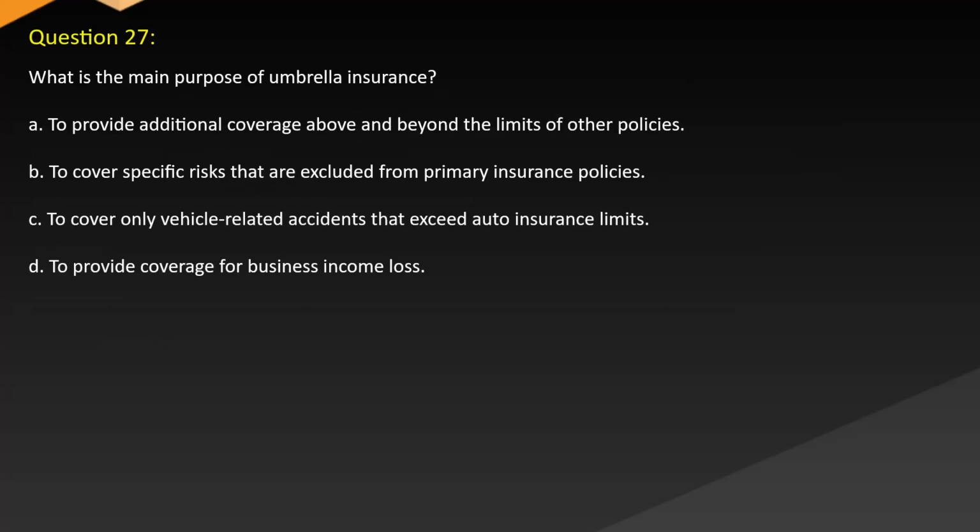Question 27. What is the main purpose of umbrella insurance? A. To provide additional coverage above and beyond the limits of other policies. B. To cover specific risks that are excluded from primary insurance policies. C. To cover only vehicle-related accidents that exceed auto insurance limits. D. To provide coverage for business income loss.